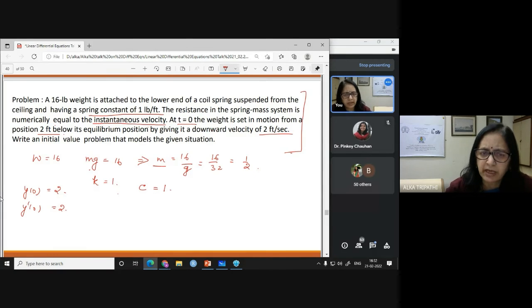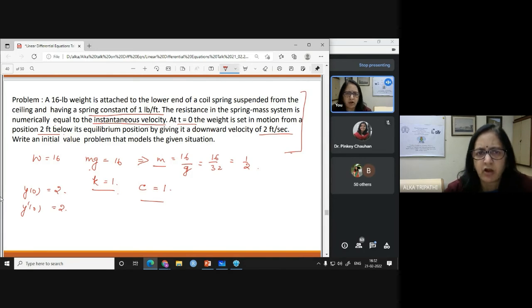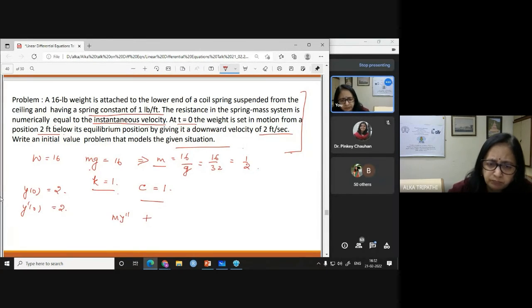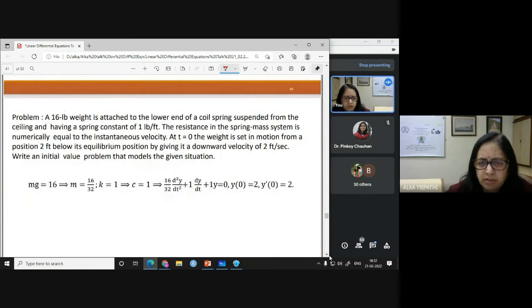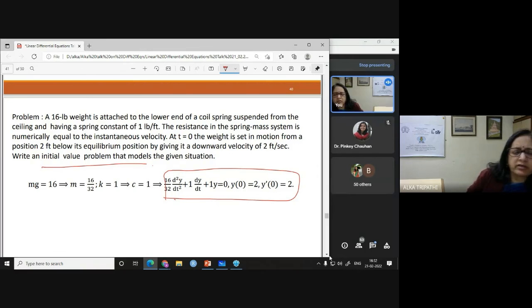I have m, I have k, I have c. I don't have any outward force, so I can substitute in my equation. The equation is my double dash plus c y dash plus k y equal to 0. Substitute the values and you will have your answer and model. So this is the model for this problem. Similarly, you can write the model for any other problem.